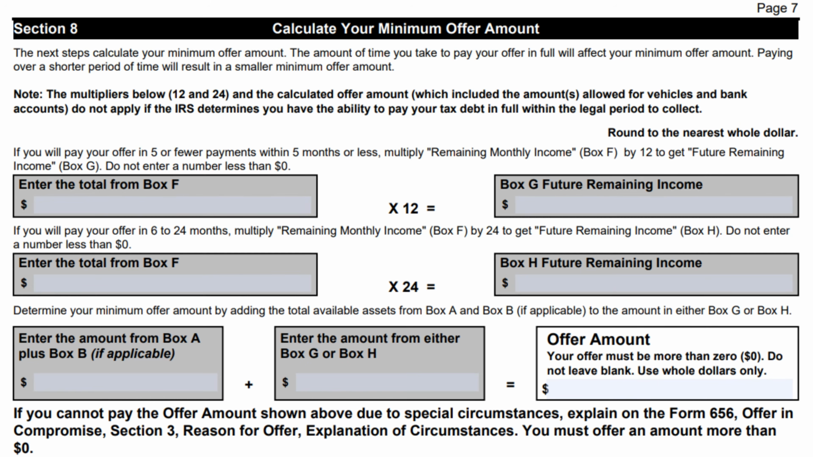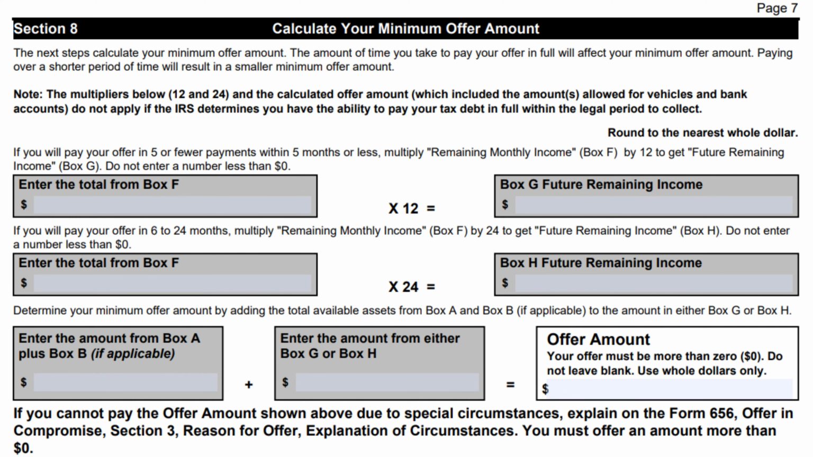So that's what's going on here in Section 8 of the Form 433A OIC, where you have these 4 boxes here. This one says enter the total from box F times 12 equals box G, future remaining income. This is if you're going the lump sum cash offer route. Then below that pair of boxes says enter the amount from box F times 24 equals box H, future remaining income. That's if you go the periodic payment offer route.